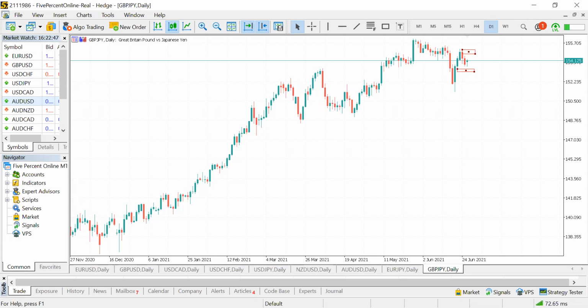Dollar, Edward says cup and handle. Yeah, that's kind of a cup and handle. It's the same pattern we're speaking about.